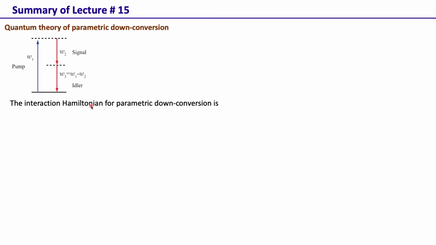We derived the interaction Hamiltonian for this process, and it is given by an expression: epsilon naught chi 2 E_P plus, E_S minus and E_I minus, integrated over the whole space, where the whole space is the space of the nonlinear medium. E_P plus is the positive frequency part of the pump field, E_S minus is the negative frequency part of the signal field, and so on. And these are the field operators. And chi 2 is the second order nonlinear susceptibility, and here we are considering a medium that has finite chi 2.